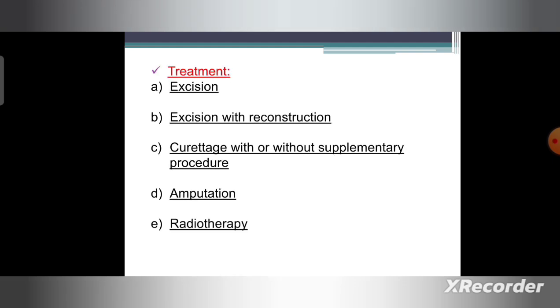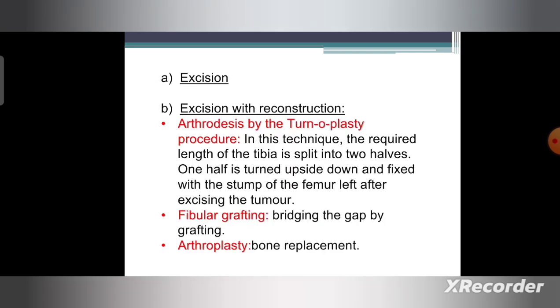So next is treatment. Treatment includes excision with reconstruction, curettage with or without supplementary procedures, amputation, and radiotherapy. First is excision, second is excision with reconstruction. It means arthrodesis by the turnplasty procedure. In this technique, the required length of the tibia is split into two halves. One half is turned upside down and fixed with the stump of the femur left after excising the tumor.